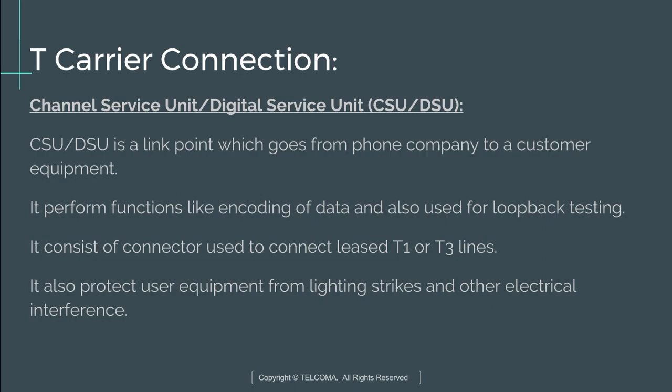The next is the channel service unit/digital service unit, that is CSU/DSU. This is a component used in the T carrier connection. It is a link point that goes from the phone company to the customer equipment. It performs functions like encoding of data and loopback testing. It has connectors used to connect the T1 or T3 lines, and it also protects user equipment from lightning strikes and other electrical interference.